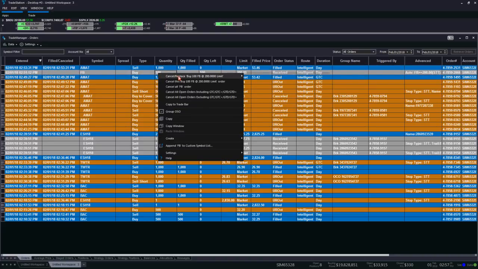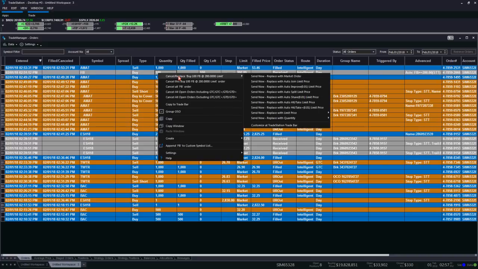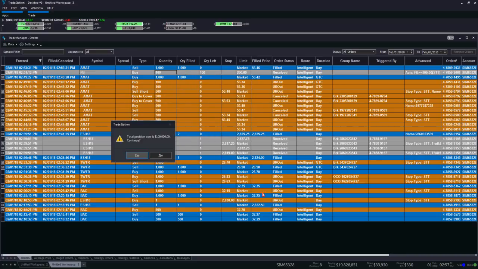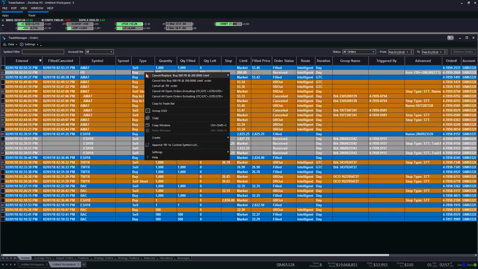If I right-click on this gray area, I can cancel replace that order with a different limit price or a different quantity. So I submitted it with 100. Let's say that I want to change the quantity to 500. I just click on the 500, I say yes, and you can see how the quantity is updated to 500. From the TradeManager, you can also right-click and you can cancel not only this specific order, but you can also cancel all the orders that are working in your account. So you have quick access to closing all positions and canceling all different orders.